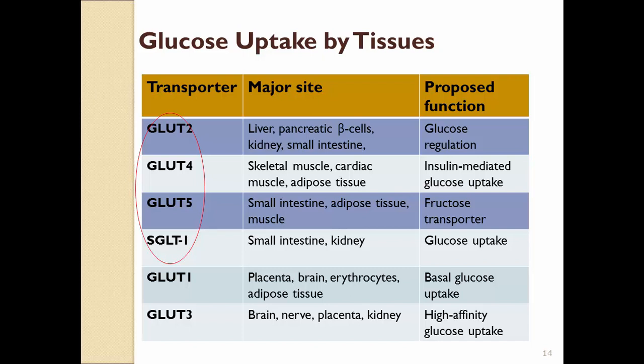We learned it last class. Small intestine, remember? In the enterocyte, right, the brush border membrane. GLUT5 usually transports fructose, right? So GLUT5 is a fructose transporter. And SGLT1, we also learned about this transporter, right? It's also in the small intestine and also kidney, but it's responsible for glucose transport from the small intestine lumen into the enterocyte.